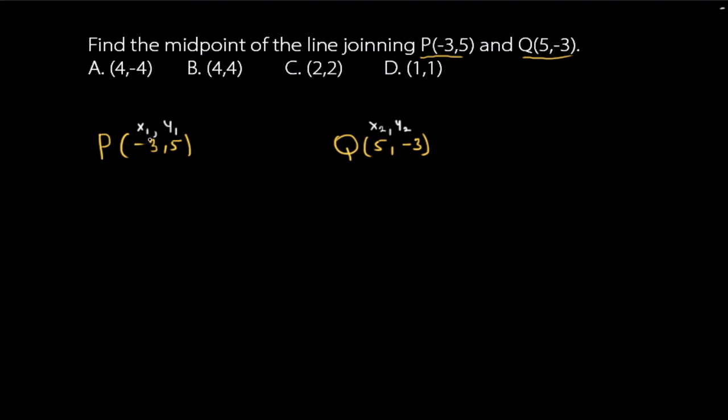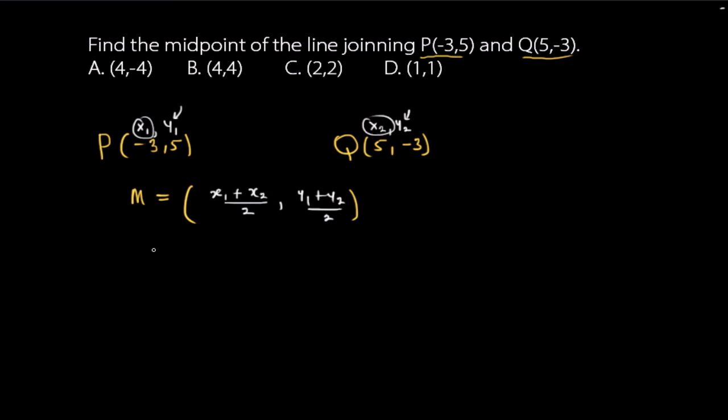Now if you're told to find the midpoint of a line joining point P and Q, where one point has coordinates x1 and y1 and the other point has x2 and y2, the coordinate of the midpoint is given by M equals: the x coordinate of the midpoint is the average of the x coordinates, that's x1 plus x2 divided by 2, while the y coordinate is the average of the y coordinates, y1 plus y2 divided by 2. So this is the formula for the midpoint.